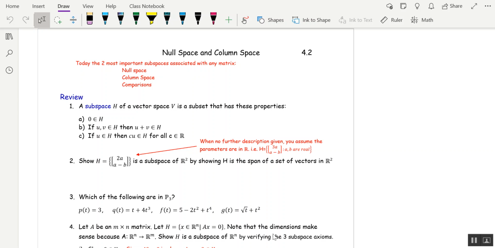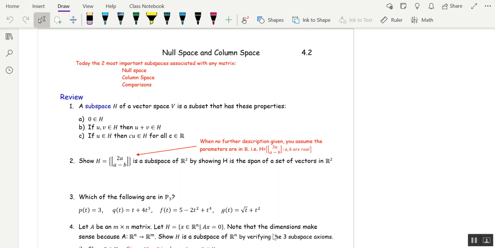Today we're going to talk about some very important subspaces, the null space and the column space of a matrix. Next time we're going to talk about row space. We definitely will talk about row space in this chapter, just not positive it's the next section.